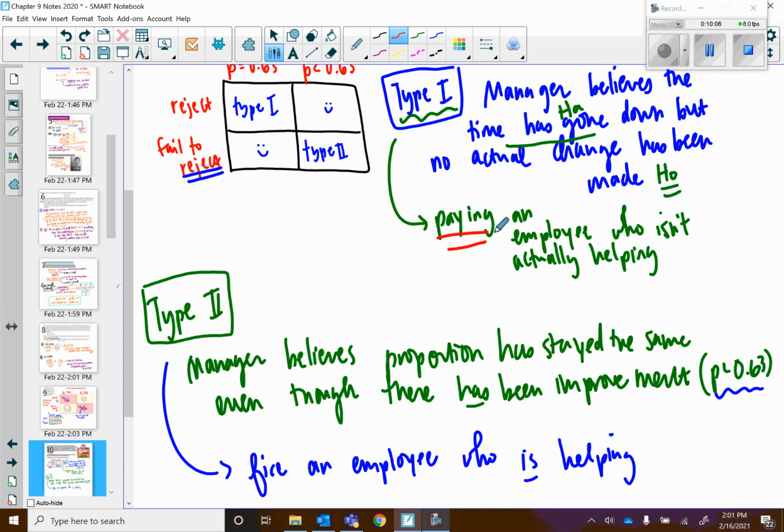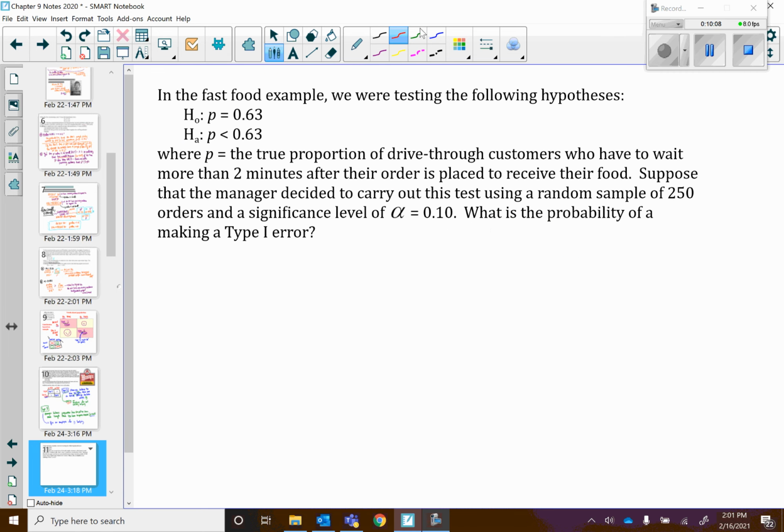Let's look at one more thing. In our fast food example, we are testing the following hypotheses: that the proportion of people who wait more than 2 minutes is 0.63 was our null hypothesis, and the alternate was that that has gone down. P is less than 0.63.